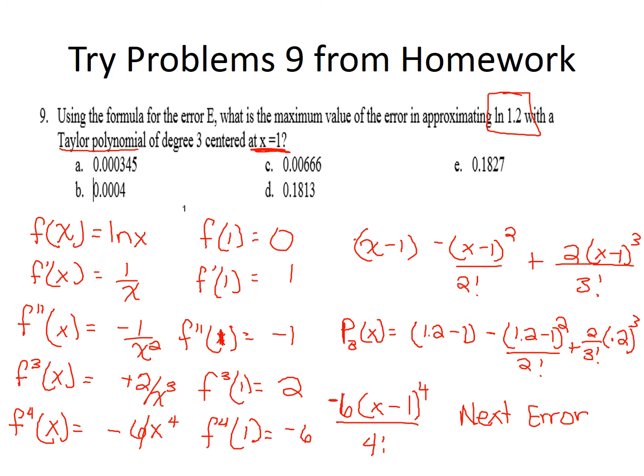So my error, and again, I'm sorry about this, has to be less than the absolute value of negative 6, and x in this case is 1.2 minus 1 to the 4th over 4 factorial. I don't remember the answer, but it's on there. I think it's A. I don't have my calculator, but let me grab the answers. And the answer is A. No, B. So the answer is B. And that sign there is actually not there. It's 0.0004. Okay, that is my answer.